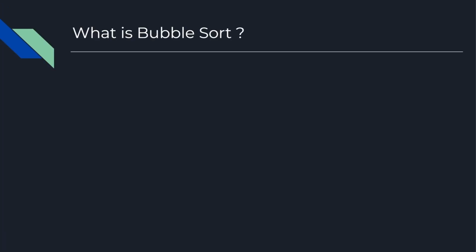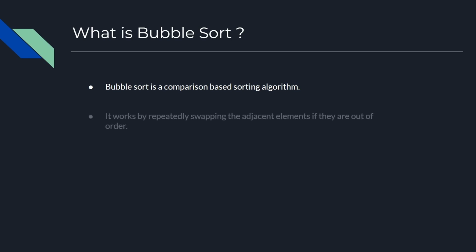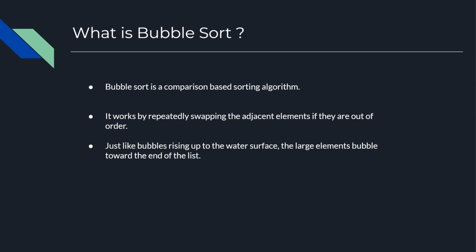What is bubble sort? Bubble sort is a comparison-based sorting algorithm. It works by repeatedly swapping the adjacent elements if they are out of order. The concept is simple, just like bubbles rising up in water. The largest elements bubble towards the end of the list with each pass. It's one of the simpler algorithms in sorting, and it is often used as an introduction to the sorting techniques.